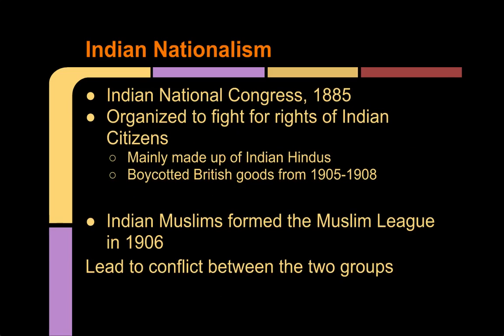Indian nationalism. When we talk about Indian nationalism, they're going to have the Indian National Congress, which will form in 1885. It's going to fight for the rights of Indian citizens, mainly made up of Indian Hindus. So these are Indian people who practice Hinduism. They're going to boycott British goods from 1905 to 1908. And the Indian Muslims are going to form the Muslim League in 1906. And this is going to lead to conflict between those two groups. So we're trying to do good things for the Indian population, but we have two religions there that cannot get along to help benefit their needs.